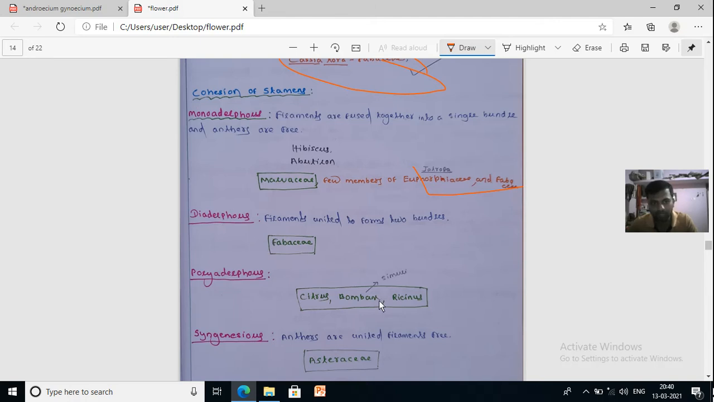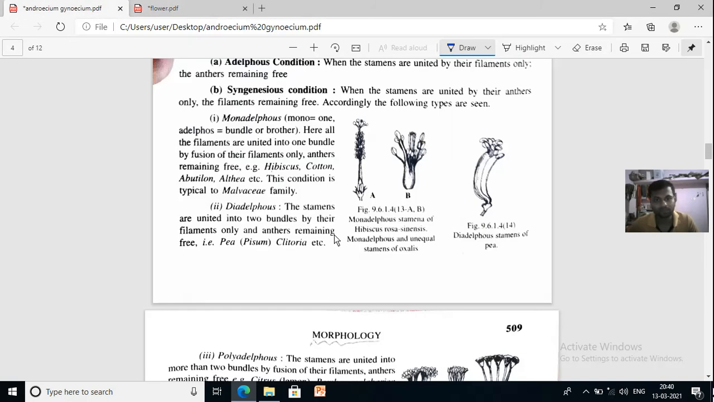Next, the diadelphous condition. If our stamens form two bundles, adelphous means the filaments are joined together and the anthers remain free. This is known as the adelphous condition. If they are present in two bundles, it is known as the diadelphous condition, the characteristic feature of the family Fabaceae, that is the Leguminosae. Look at this condition. This is the diadelphous condition of the Fabaceae. That's a pea plant.